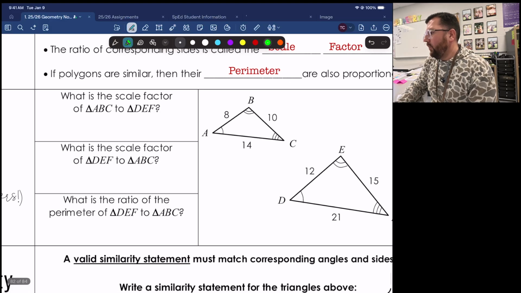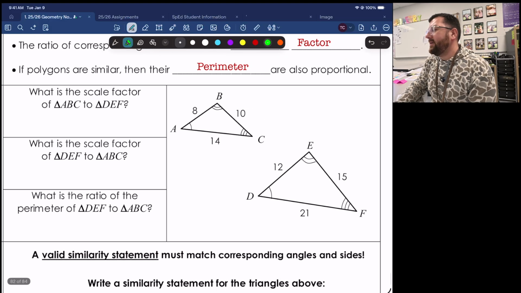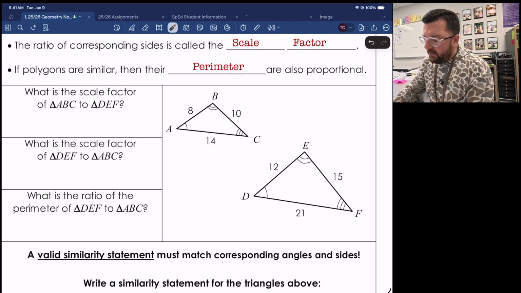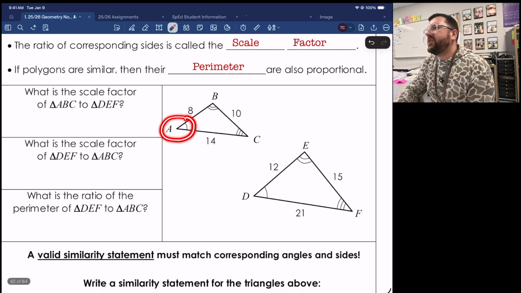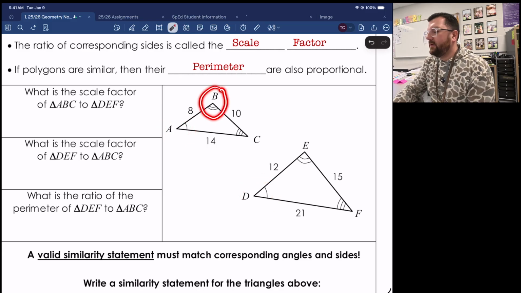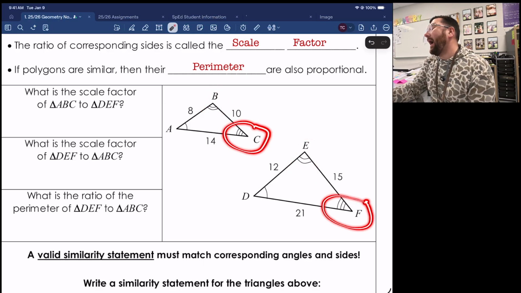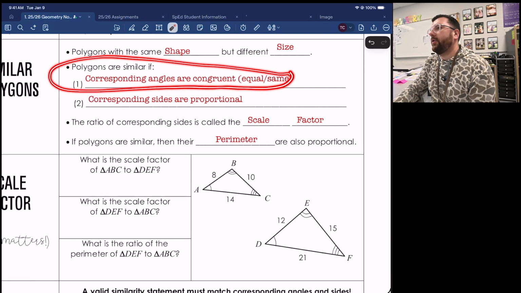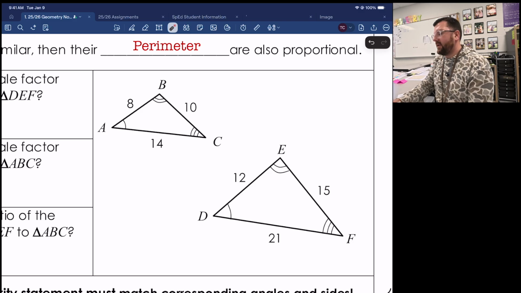So then, let's look at the scale factor of triangle ABC to triangle DEF. Let's first look at the angles. Does angle A have a matching congruent angle in the second triangle? Yeah, it's D, right? What about angle B? Does it have one? Yeah, it's angle E. And then what about angle C? Right, it's F. So what we did right there is this: corresponding angles are congruent. All of them were. We found a matching congruent angle in both triangles.